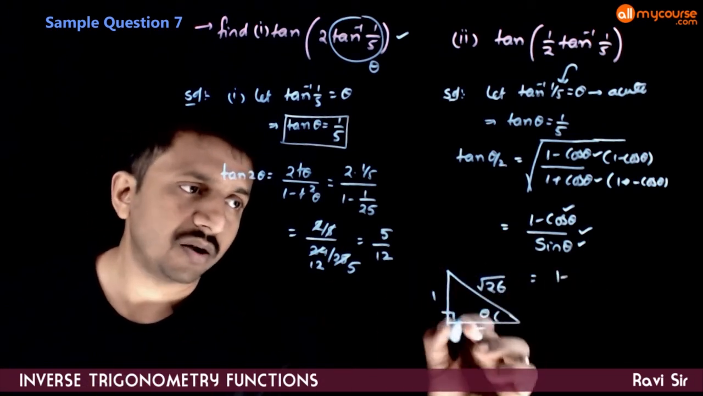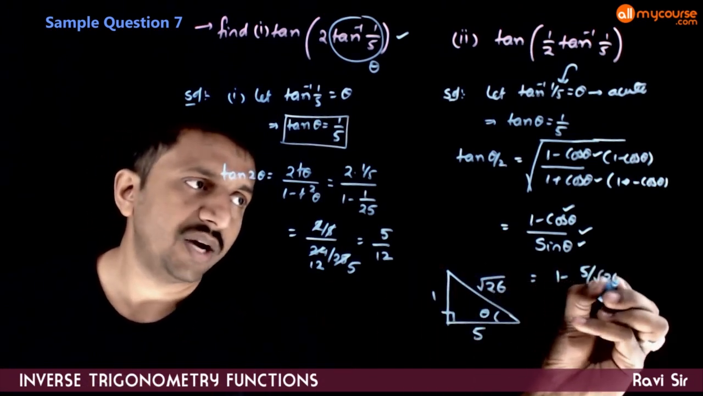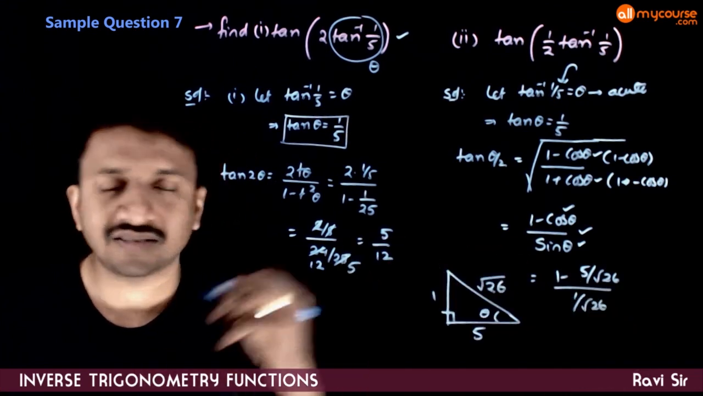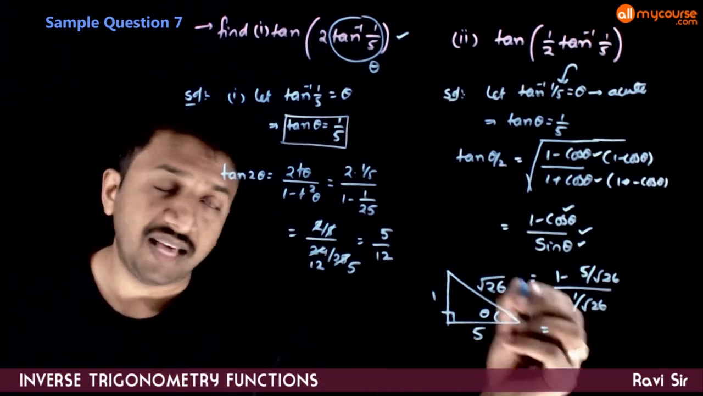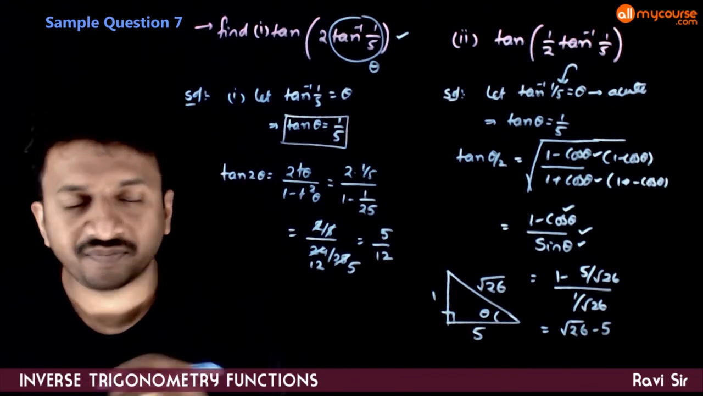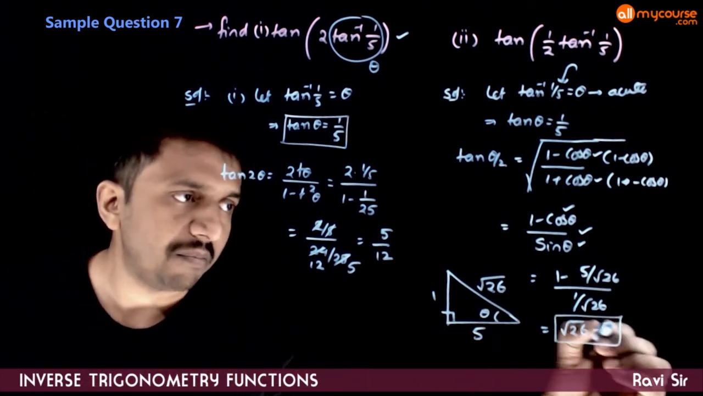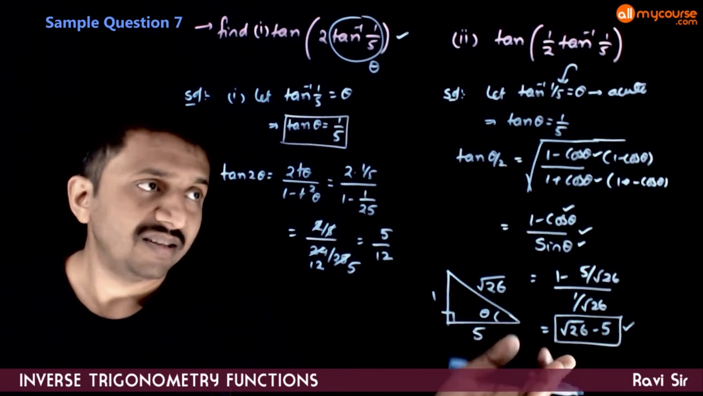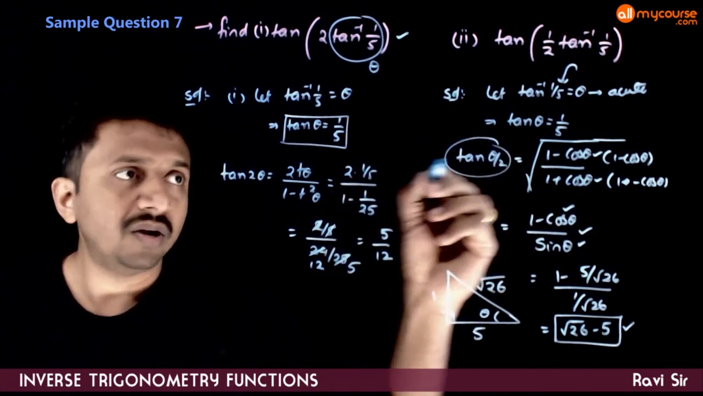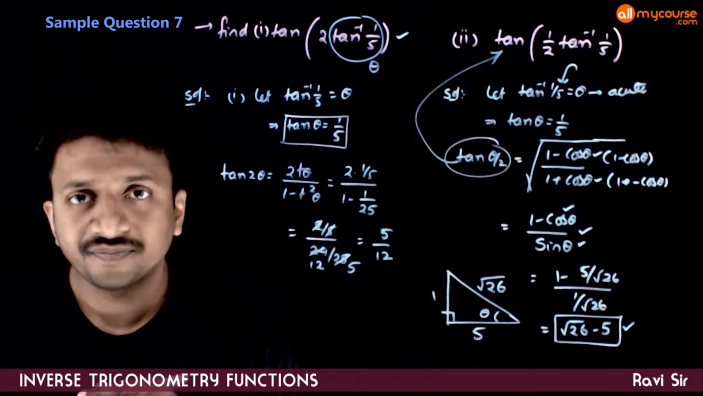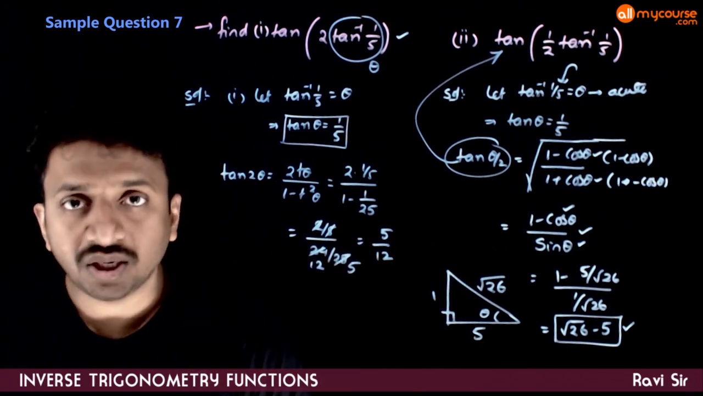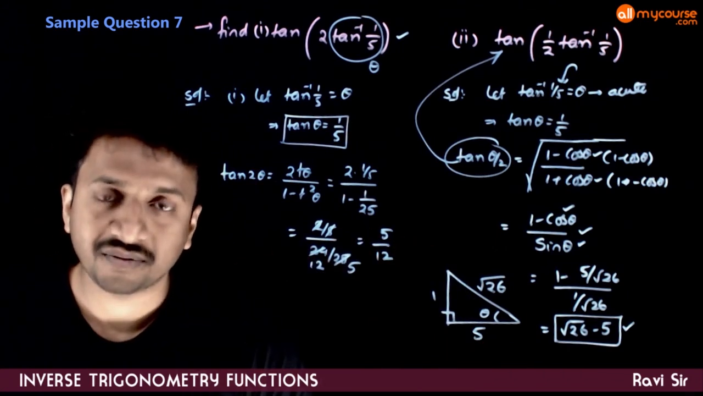So 1 minus cos theta is 1 minus 5 by root 26, and sin theta is 1 by root 26. If you take the LCM, you get root 26 minus 5 as the answer. So root 26 minus 5 is the value of (1 minus cos theta) by sin theta, or tan theta by 2. So tan of half tan inverse 1 by 5 is root 26 minus 5.